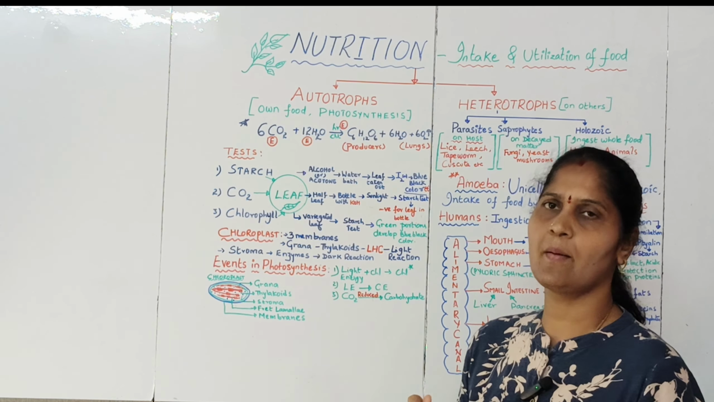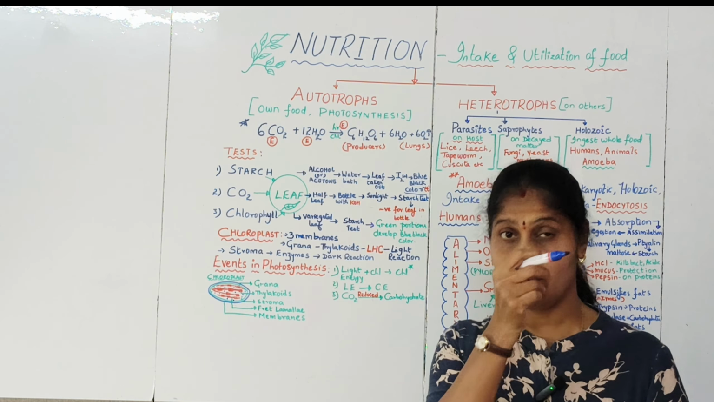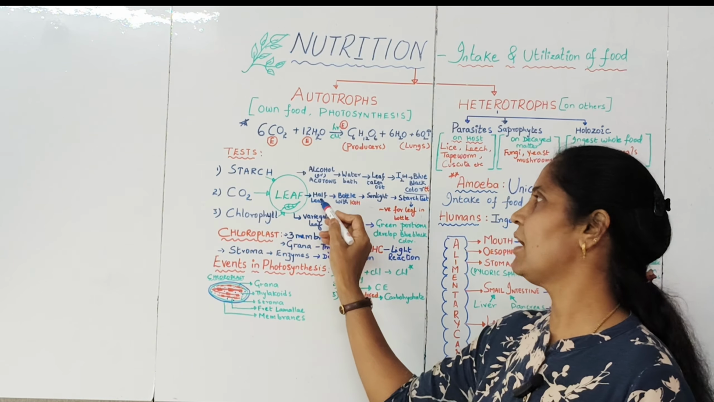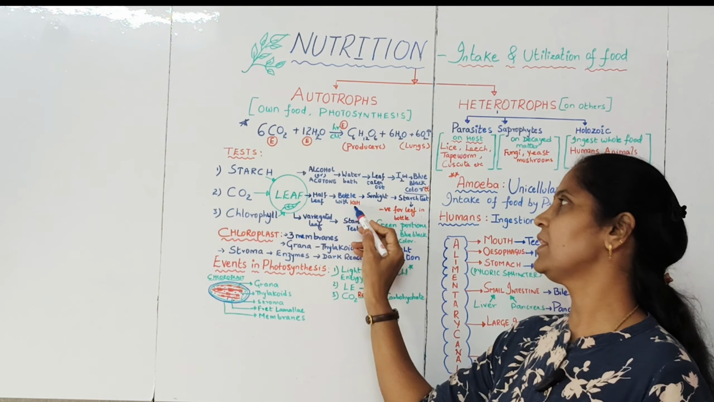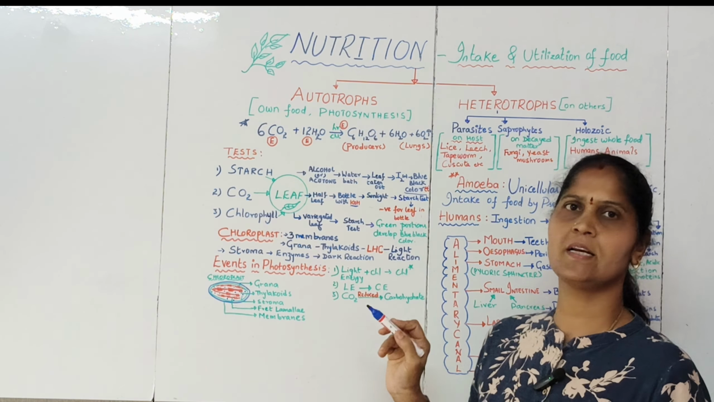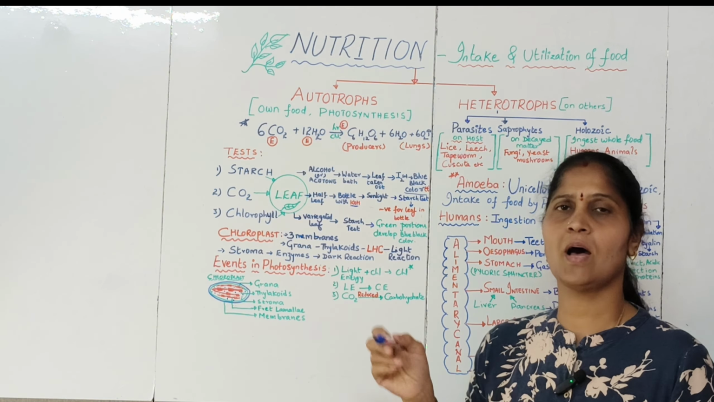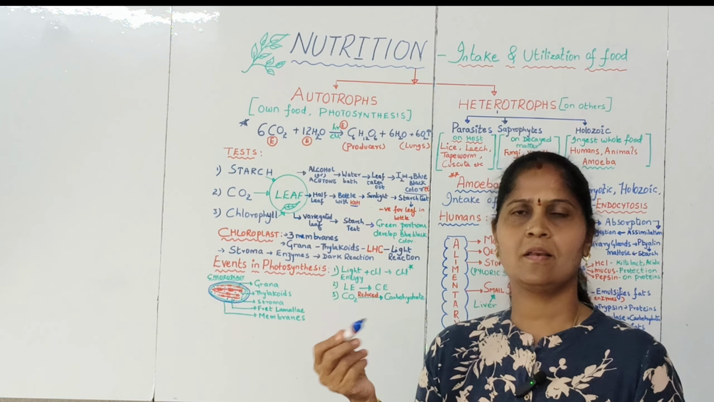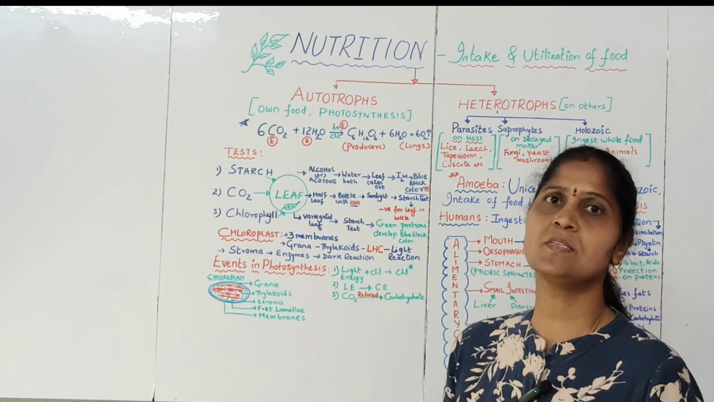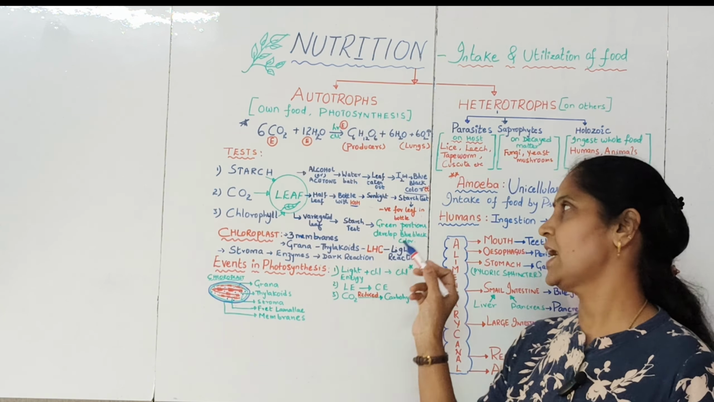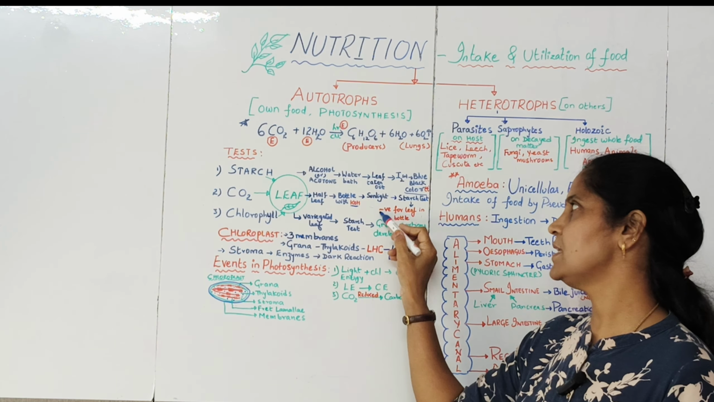Next, coming to the test for carbon dioxide, which is also called Moll's half-leaf test. Here the half leaf is inserted into a bottle with KOH, as I have written here. Then it is kept in sunlight. After a period of exposure to sunlight for photosynthesis, you take the leaf and do the starch test.